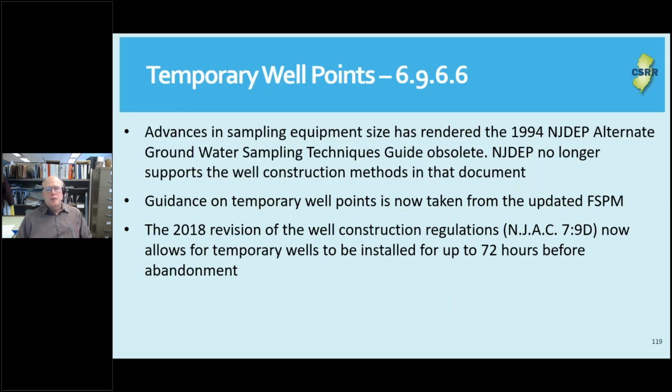DEP no longer supports the 1994 Alternative Groundwater Sampling Techniques guidance, so guidance on temporary well points is now taken from the updated Field Sampling Procedures Manual. The 2018 revision of the well construction regulations increased the allowable installation time for temporary wells from 48 to 72 hours. The increased time facilitates the performance of additional tasks on these wells, such as well development, well surveying, downhole logging, and short-term assessment of groundwater depth. Next slide, please.